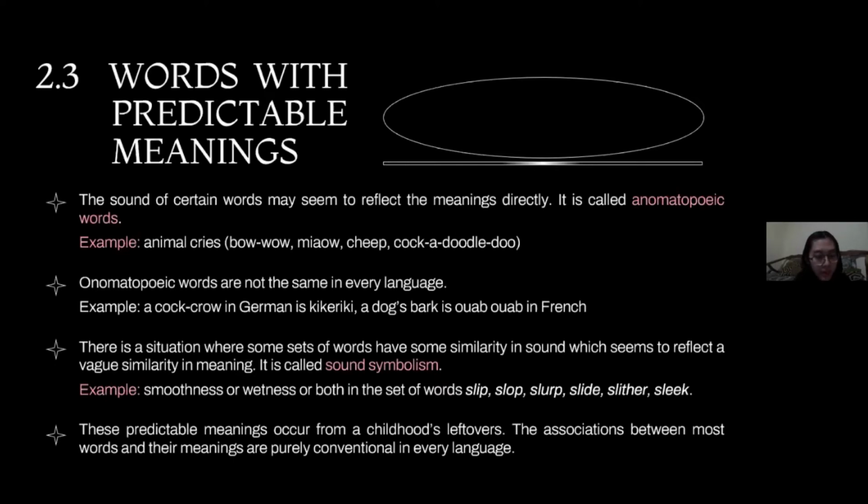These predictable meanings are a childhood leftover, while the association between most words and their meanings is purely conventional in every language.